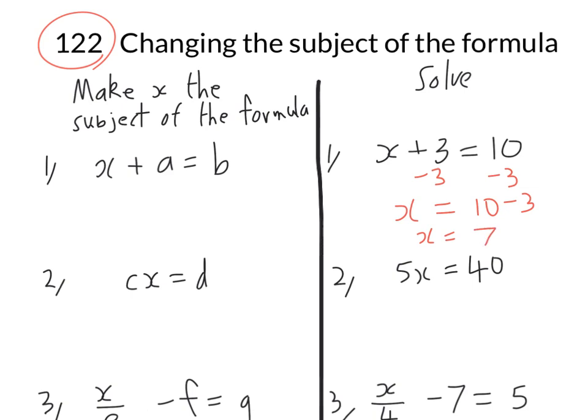We were trying to get x on its own. We were trying to get x equals, so we took 3 off both sides. Here we've got the plus a with the x, so we want to get rid of that. So we have to subtract a from both sides. And when we do that, we can't work out what b minus a actually is because we don't know the values of b or a. But we simply just write b minus a, which is the same as this one.